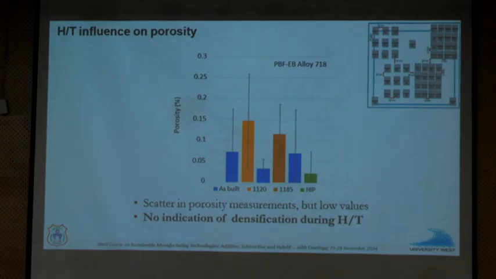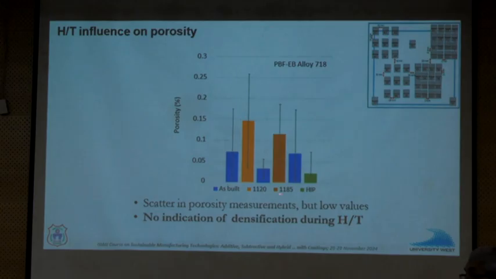So, influence of heat treatment on porosity, what I am trying to show is a couple of things. One is conventional heat treatment at 1120 and 1185 degrees. This is as built. So, if you do conventional heat treatment, it does nothing to the porosity, right?